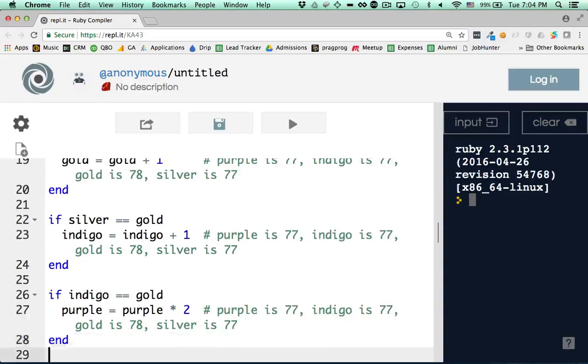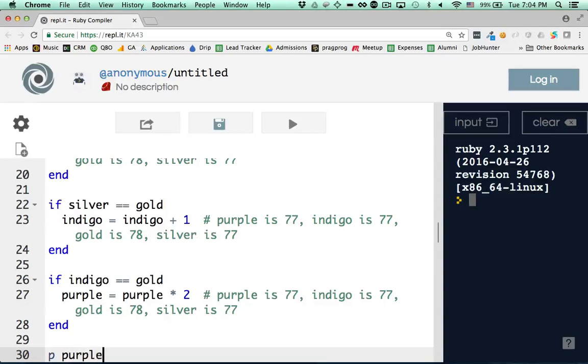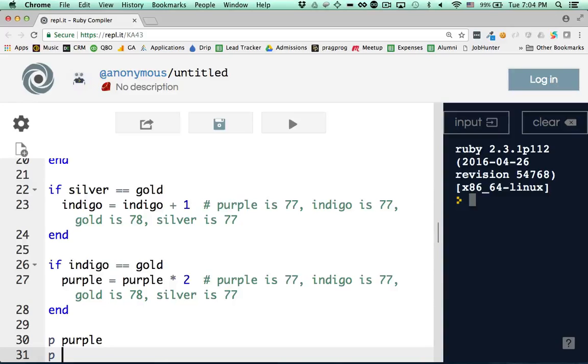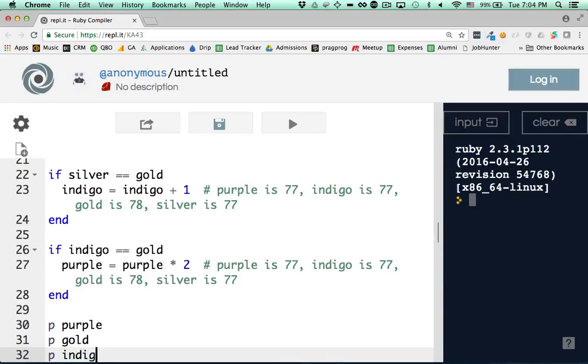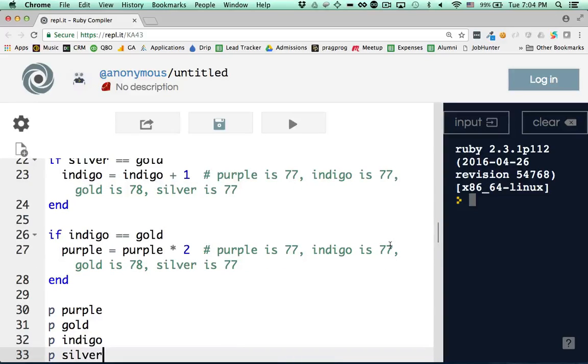So if you want to double check, let's print out to the terminal purple, gold, indigo, and silver. And we'll see that they're all 77 except for gold, which is 78. So our prediction is accurate. Does that make sense? Cool.